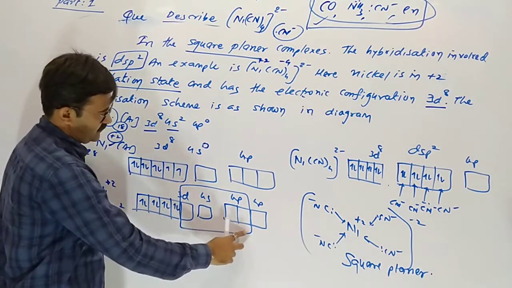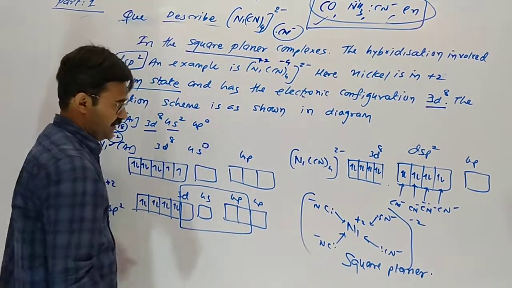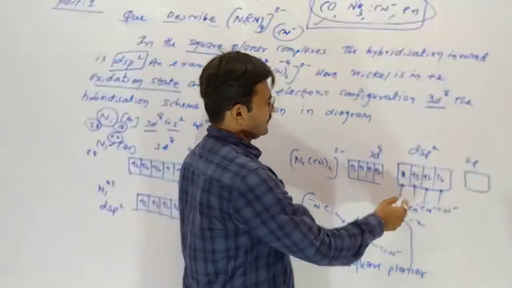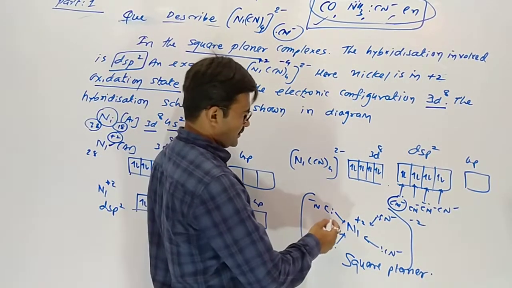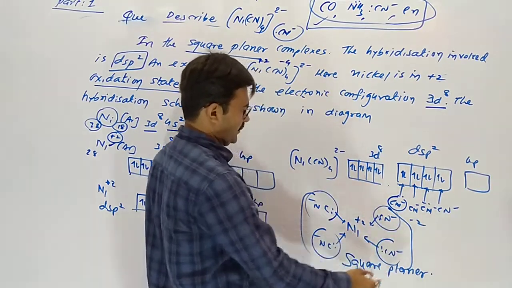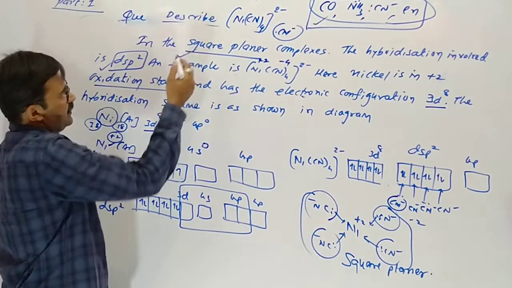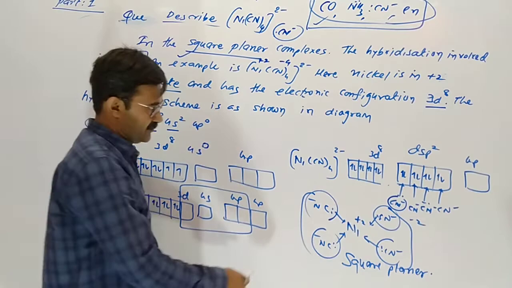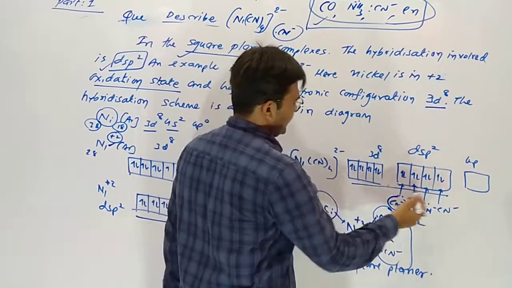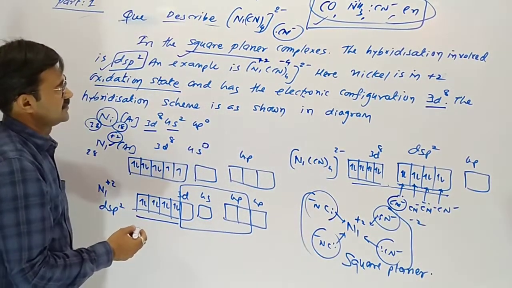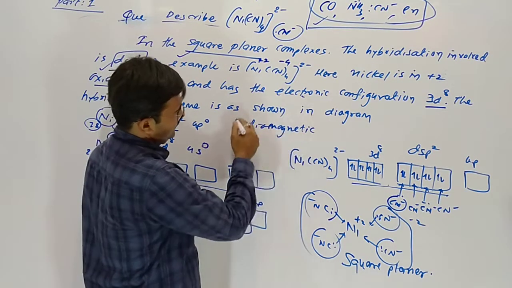So dsp2 hybridization occurs, and one 4p remains as it is. The metal Ni2+ gains electron pairs from the cyanide ligands, and all four are at the corners of a square. Whenever dsp2 hybridization occurs, the shape is square planar. So this is square planar, and here all the electrons are paired. You can see no unpaired electrons, so it is diamagnetic by nature.